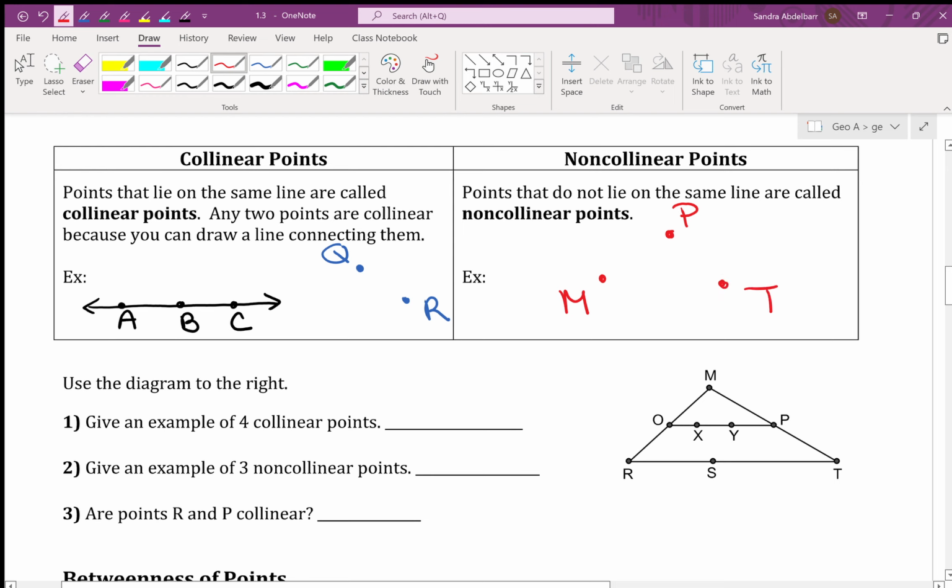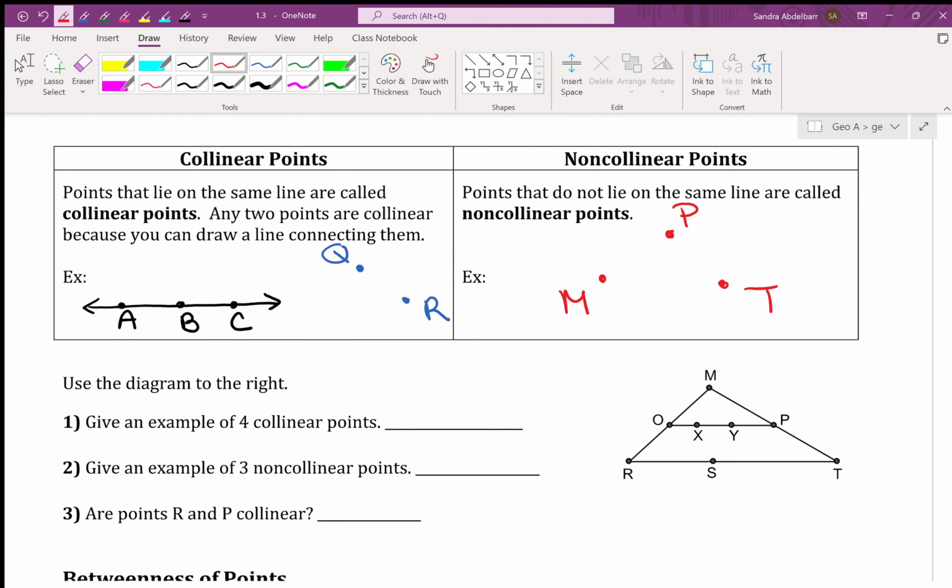So points M, P, and T. Is there any way I could form a line connecting all 3 of those points? There's no way to form a line. These are non-collinear. But what about just M and P? Are they collinear? Yeah, just P and T are collinear. Just M and T are collinear. But M, P, and T, non-collinear.